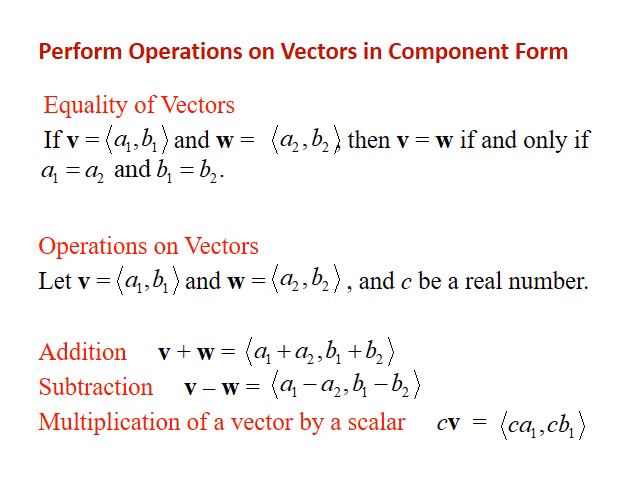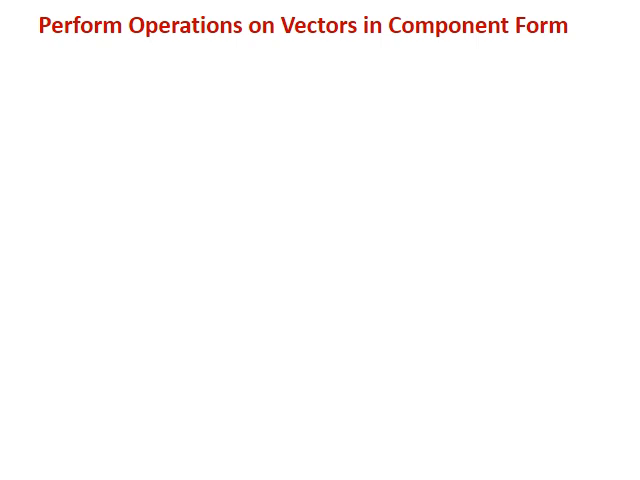Okay, so two vectors are equal if and only if their horizontal components and vertical components are equal. Basically, all the operations are pretty straightforward. Addition, you add the x values and the y values. Subtraction, same thing. Scalar multiple, everything gets multiplied by that scalar. So nothing crazy or out of the ordinary.